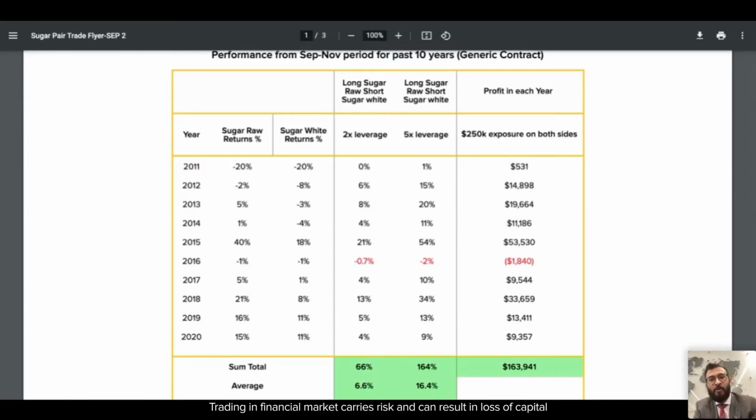Now, all I'm trying to tell you is that many a times when we do these pair trades, it gives us an edge, because if you only did a trade in sugar raw or only in sugar white, you could be on the other side of the market. But when you take a pair trade, a market neutral trade, you avoid that. Again, this is just the performance. Now, let's see the rationale behind it.